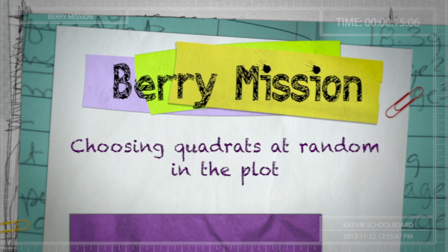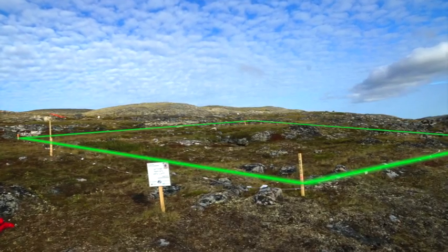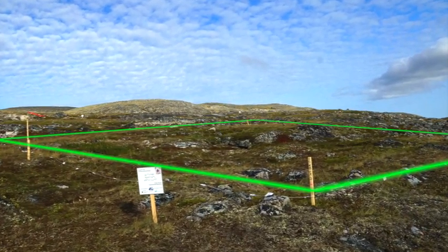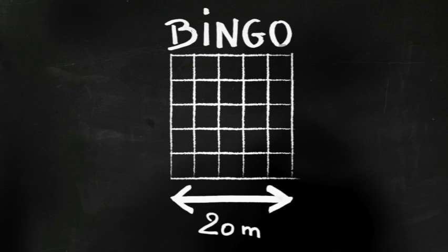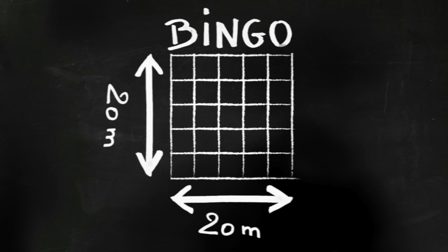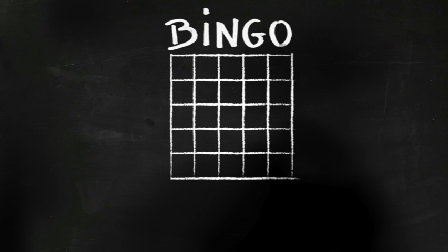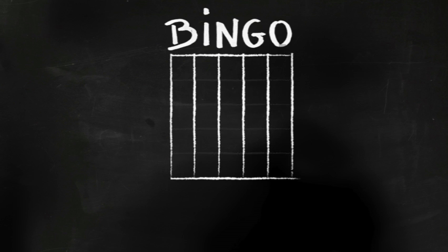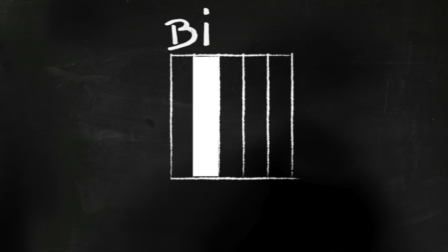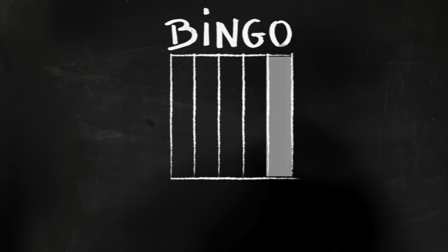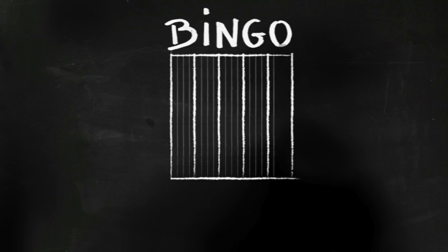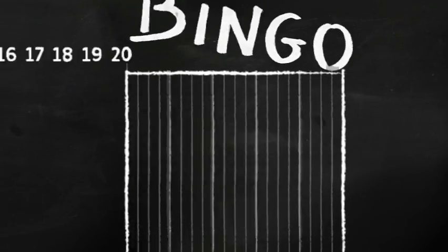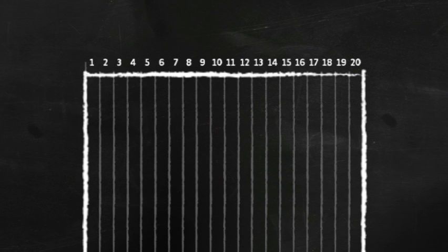Choosing quadrats at random in the plot. Let's imagine that our plot of tundra is a giant 20 meter by 20 meter bingo card. Wow! On a real bingo card, each column is identified by a letter: B, I, N, G, O. But on our plot, there are 20 columns, so we will need to use numbers. It will be easier that way.